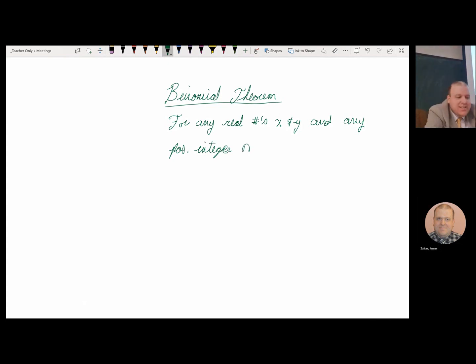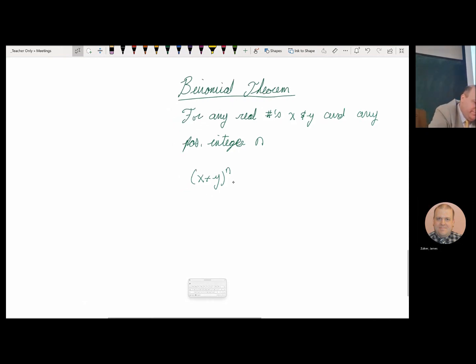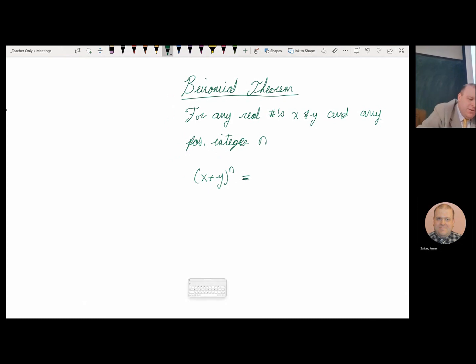So for any real numbers x and y and any positive integer n, binomial theorem gives us a way to expand out x plus y to the nth power. And there actually is an extension of binomial theorem that gives you for n being negative. Well, actually being negative, you just flip it over, but for n being any rational number as well. We don't need to worry about that.